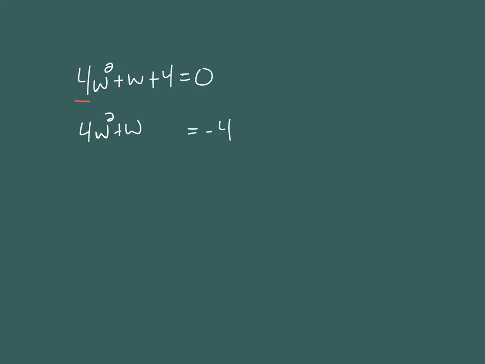And then what I'm going to do is take care of this lead coefficient by dividing everything by 4. And what I'll get here is w squared plus 1/4 w equals negative 1.